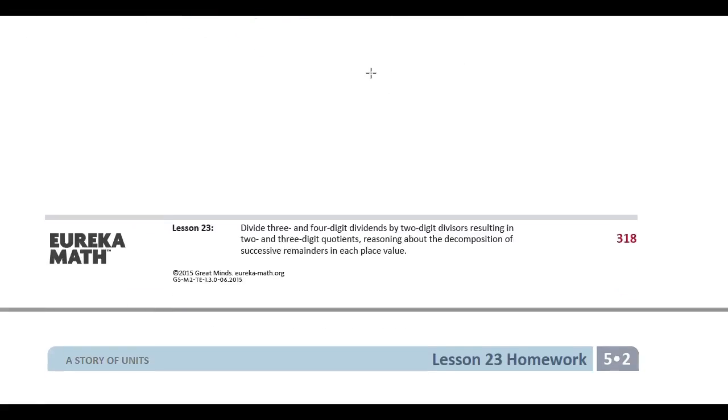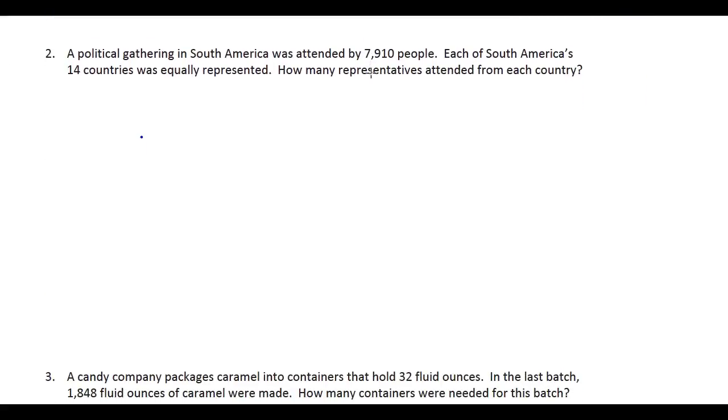I'm going to do one word problem. We're at 7 minutes, and then we'll be done. A political gathering in South America was attended by 7,910 people. Each of the 14 countries was there. How many representatives attended from each country then? So if this is the total right here, if there's 14 parts of this, how many people were in each part? So we're going to have 7,910 people, and they are divided into 14 equal groups.